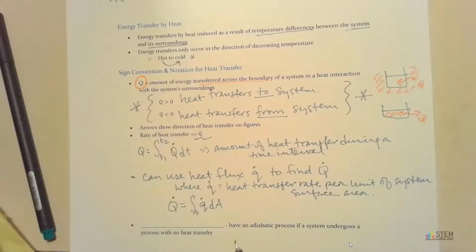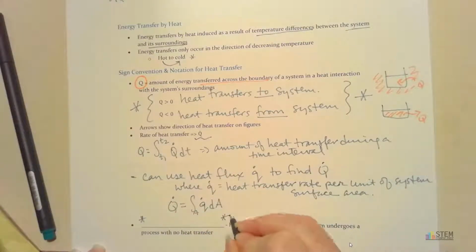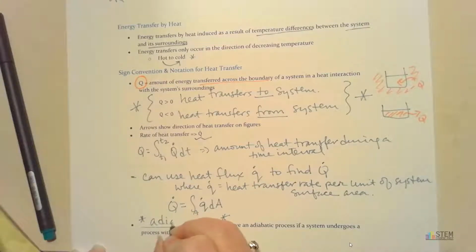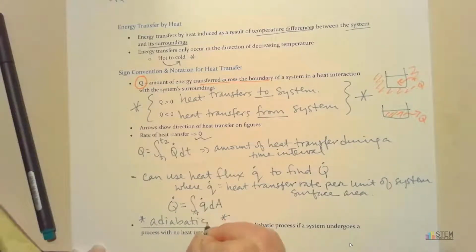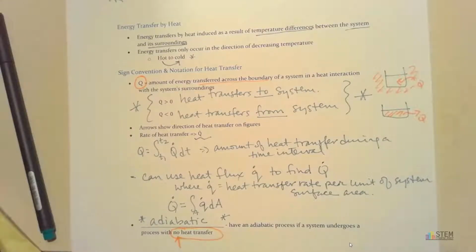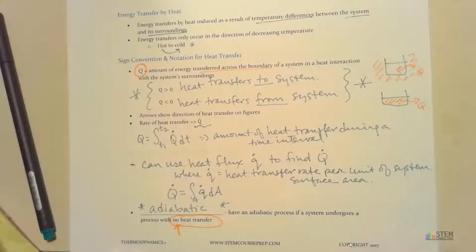Now, next, what we've got is a term that we need to look at, and this is going to be one of the keywords we want to pay attention to. And this term is adiabatic. Okay? So adiabatic, what does that mean? We're going to have an adiabatic process if the system undergoes a process with no heat transfer. All right, so no heat transfer. Adiabatic means no heat transfer.